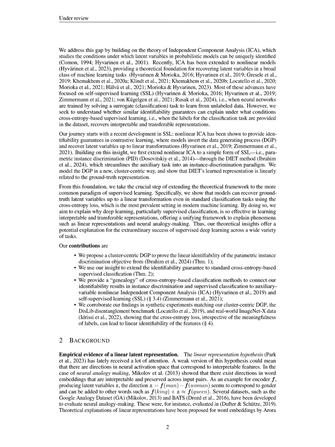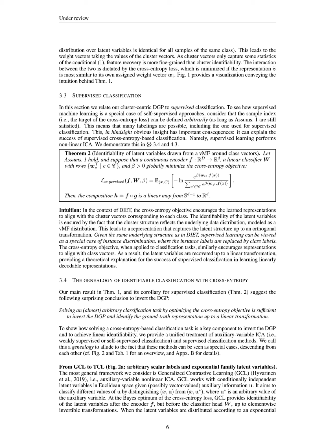The DIET method offers significant theoretical benefits by providing identifiability guarantees for latent variables in both self-supervised and supervised learning contexts. Specifically, it extends the identifiability framework to standard cross-entropy-based supervised classification, demonstrating that models can recover ground truth latent variables up to a linear transformation. This is crucial as it connects the success of supervised learning to the underlying data generating process, DGP, in a cluster-centric manner, which is not typically addressed by existing methods.